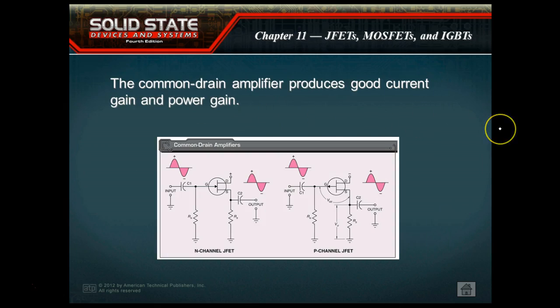This right here would be a common drain. It has almost the same characteristics as a common collector. So what we do is we take our output off the source. We connect the drain directly to the power source. So here's an N channel. This is a P channel. The input and output are in phase with each other. We don't get any voltage gain off of it, but we can get a current gain. So it's basically the same features off a JFET that we get from a bipolar transistor.